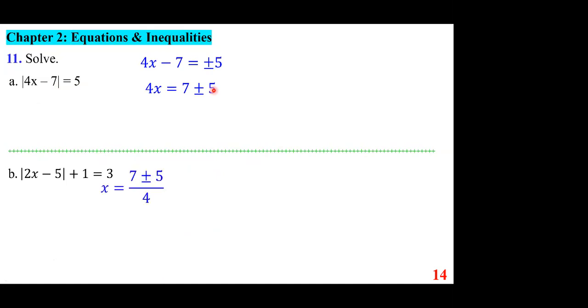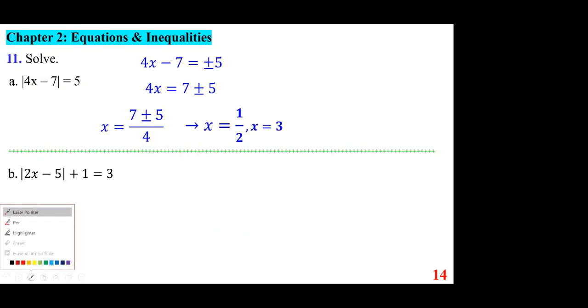Divide by 4. 7 plus 5 is 12. Divided by 4 is 3. 7 minus 5 is 2. Divided by 4 is 1/2. So the answer is 1/2 or 3. It is good practice to check it. You really have to put it back into the original equation. For example, if I put in 1/2, 4 times 1/2 minus 7 is equal to 2 minus 7, which is equal to the absolute value of minus 5. And yes, it checks. You must check your work.